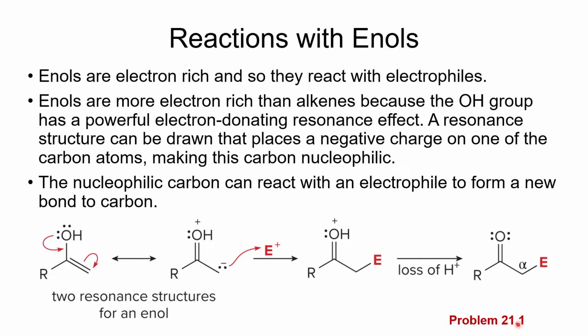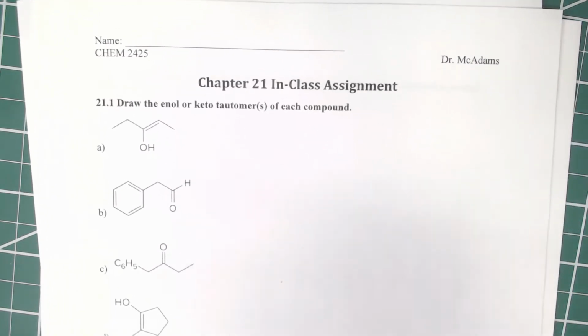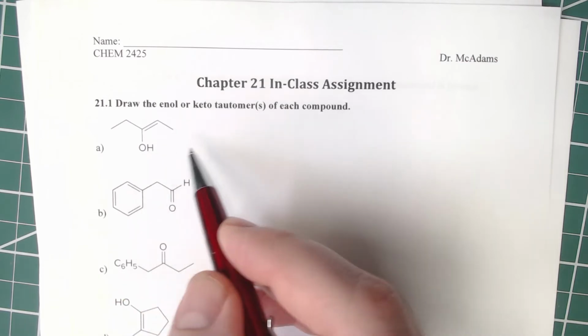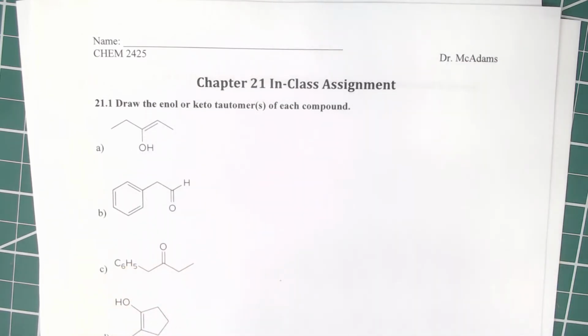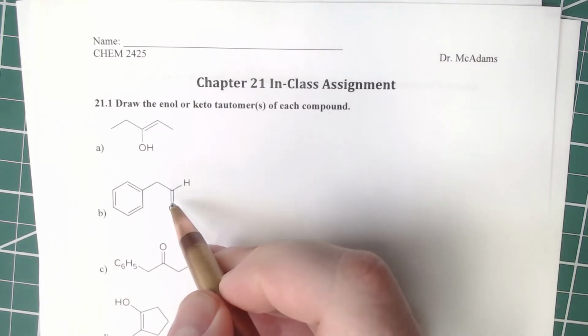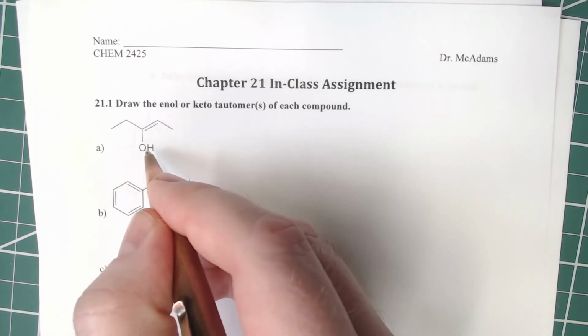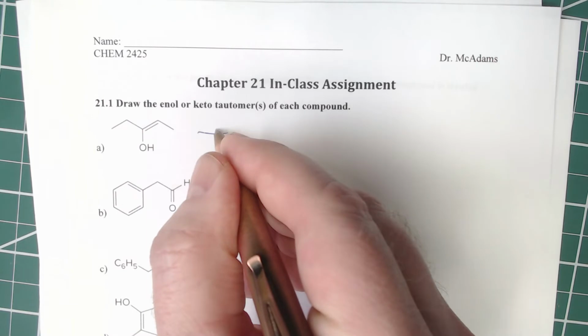So let's look at this very first one, and this first one is pretty simple. So this is a pretty straightforward problem. All right, and so here we want to draw the enol or keto tautomers of each compound. So if we have the enol, we want to draw the keto form, and if we have the keto form, we want to draw the enol form. So in this case, we have the enol, so we want to draw this as a keto. This is a very easy process to do.